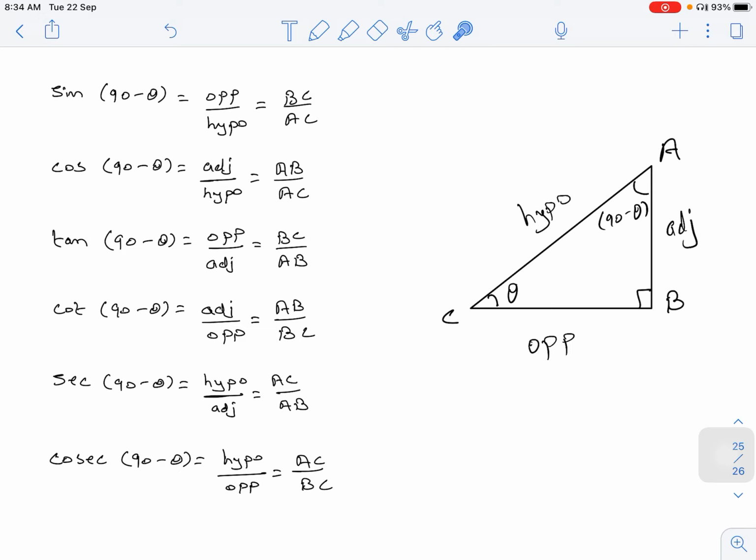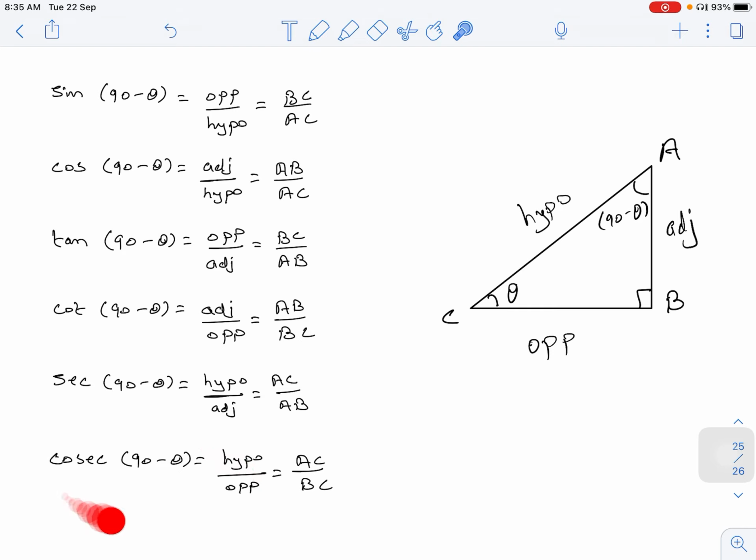Okay, so now what is cot 90 minus theta? It is adjacent upon opposite, so that we will get it as AB upon BC. The next one is sec 90 minus theta. So what is the ratio of sec? That is hypotenuse upon adjacent. So you will get AC upon AB.